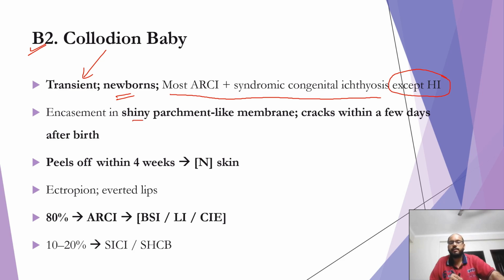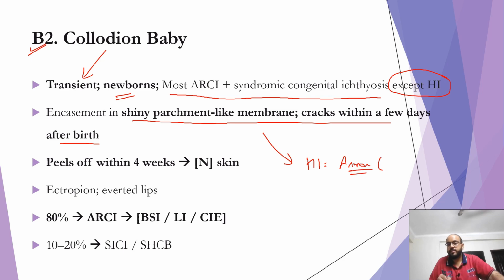Now, this is a shiny parchment-like membrane that cracks within a few days after birth. In contrast, in Harlequin ichthyosis, you have thick armor-like plates. So this is thicker, while collodion membrane is thinner. So there's one more difference. The membrane peels off within 4 weeks and leaves behind normal skin. You can have ectropion and everted lips, which improves with age.